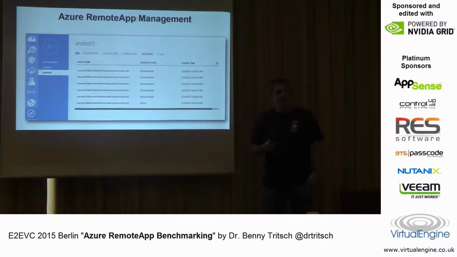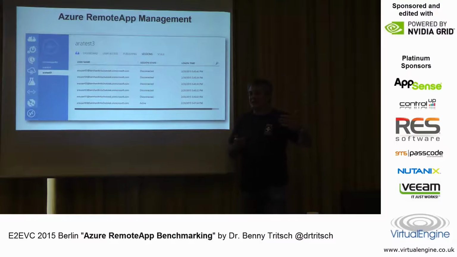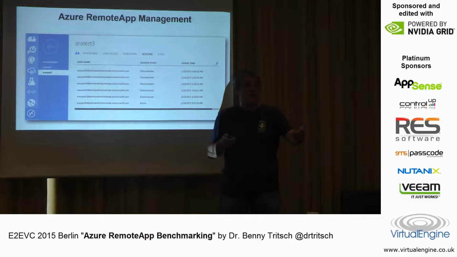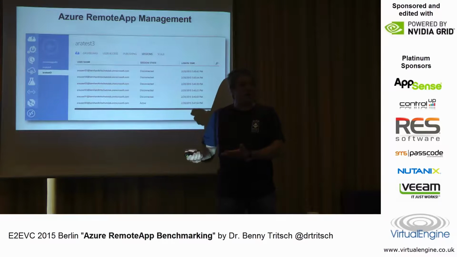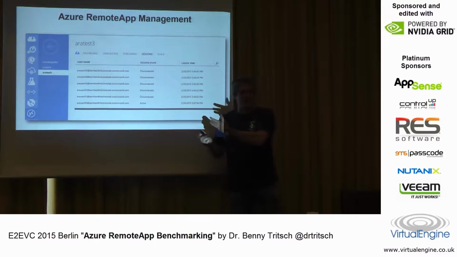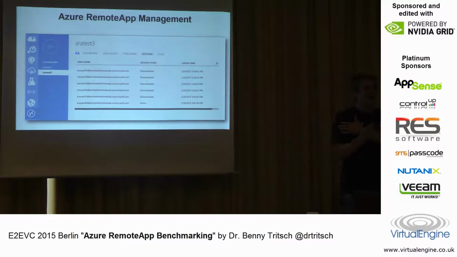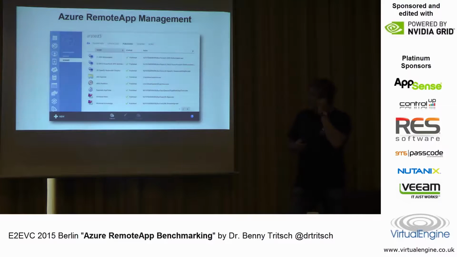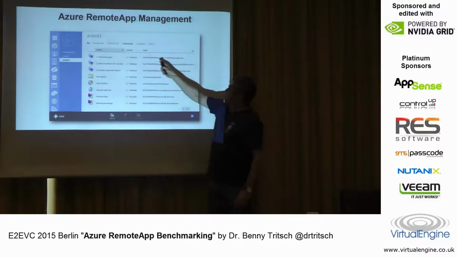So at peak times I had up to 20 users running, and it doesn't make any sense to have more than 16 users, because as soon as you have user number 17, a new VM spins up. So it's not about finding out what happens if you have 200 users on the system, because the elastic runtime of Azure will be easily able to deal with that, because on average an Azure data center has 700,000 physical servers. So they don't really care whether we spin up a new VM or not. And this is the Azure RemoteApp management.